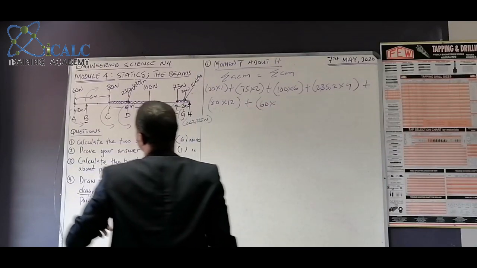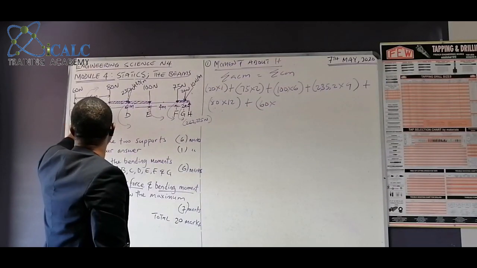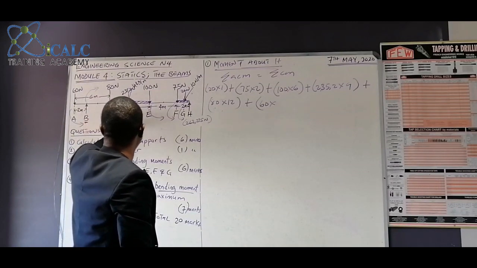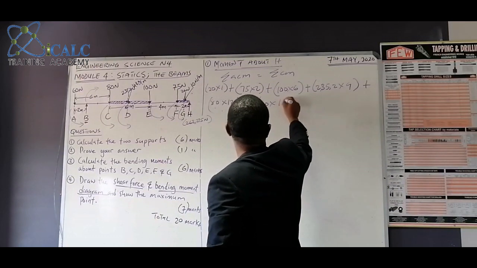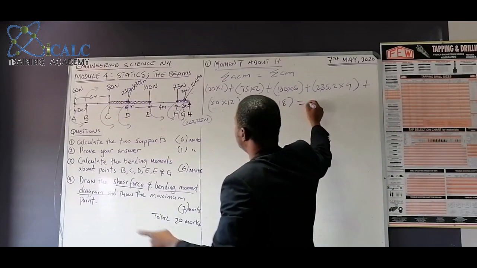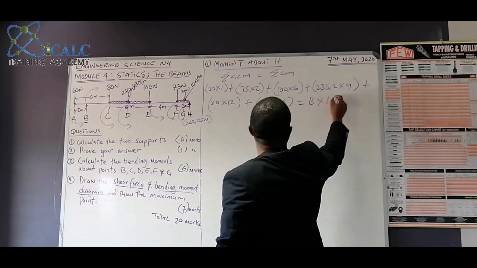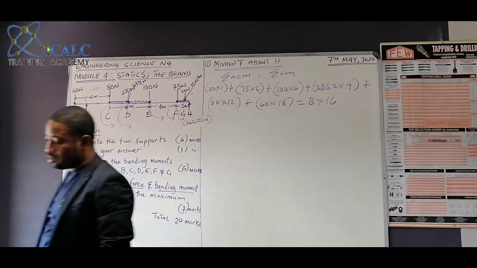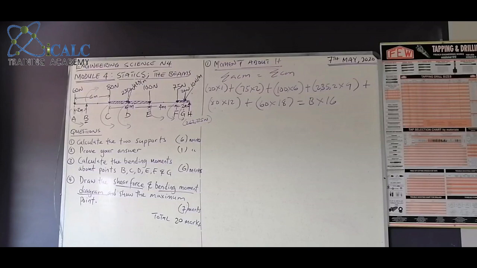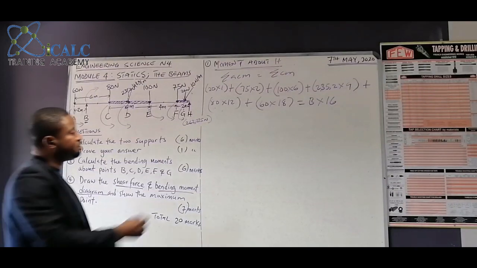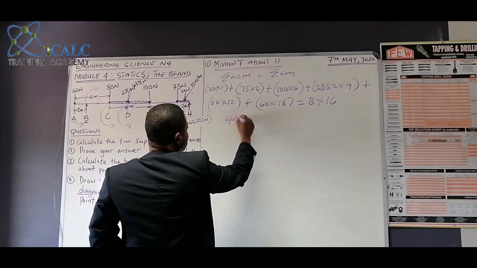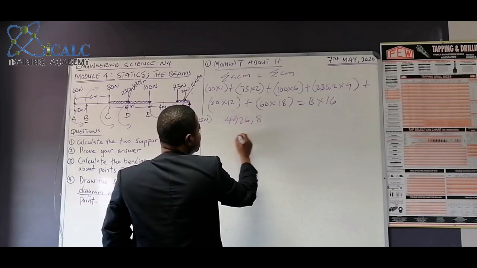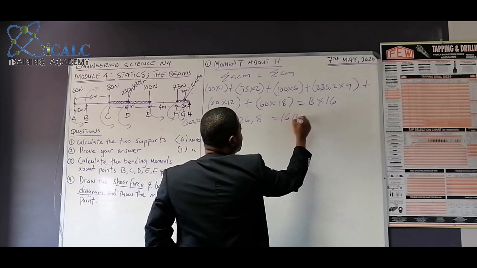60 multiplied by 2, 4, 6, 12, 12 plus 4, 16, and this will be 18, will be equals to B, multiplied by 16. So if we add all that together, we shall have 4926.8 will be equals to 16b.